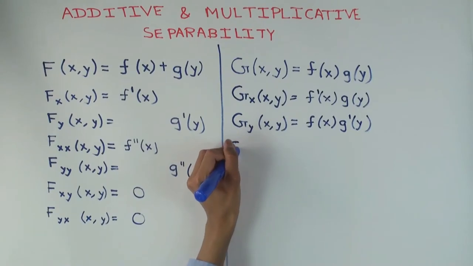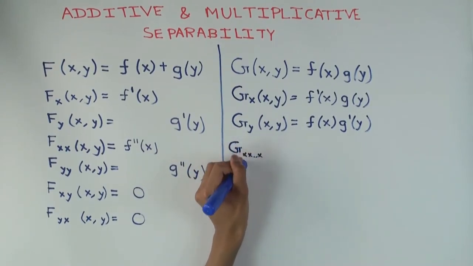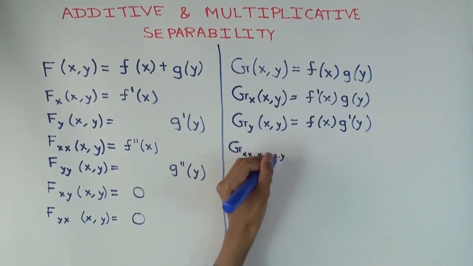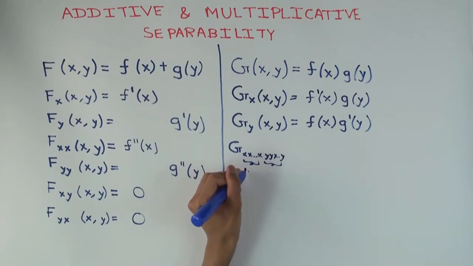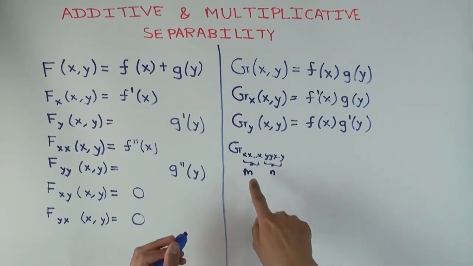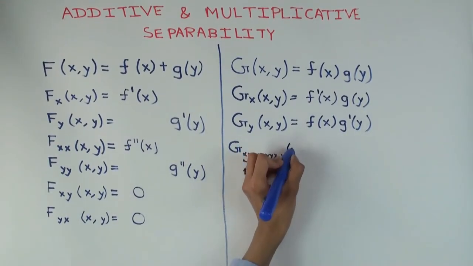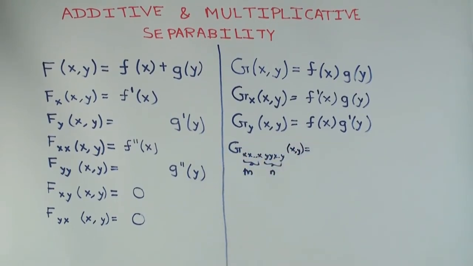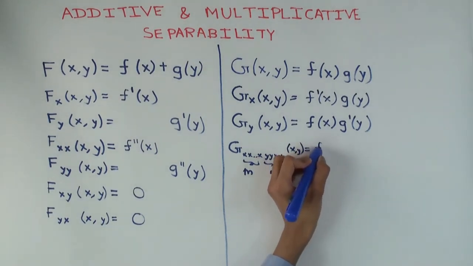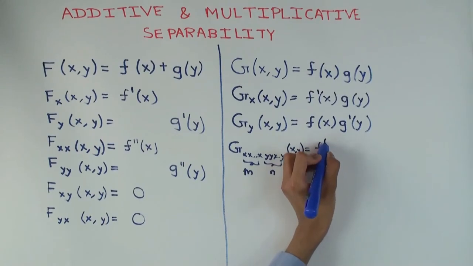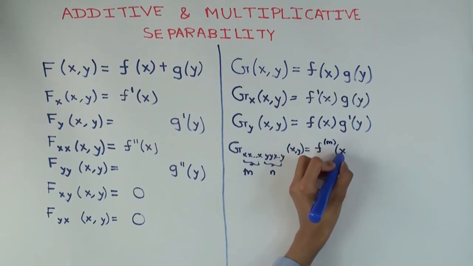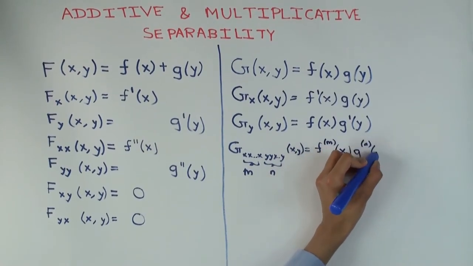Okay, now let's skip a little more. Suppose I take g and differentiate x a certain number of times, and y, let's say x occurs m times and y occurs n times, because it's a higher order mixed partial. What's this going to be? First m times in x, that will be f super m of x times g of y. Then we take another n times in y. That will be, then the f m of x will become the coefficient, and then g n of y. Yeah, g n y. Oh, the result is very neat.